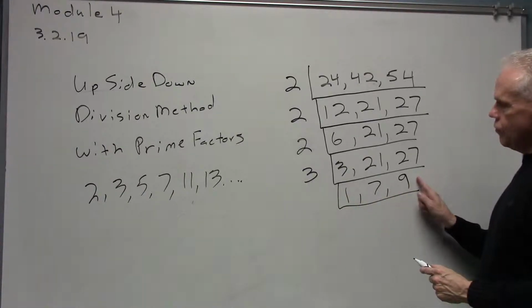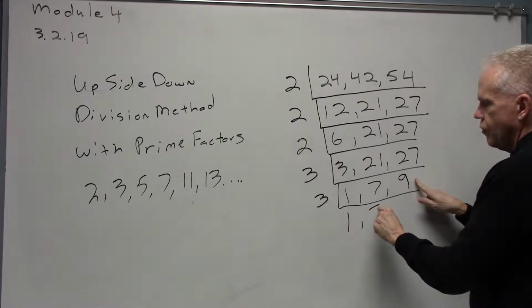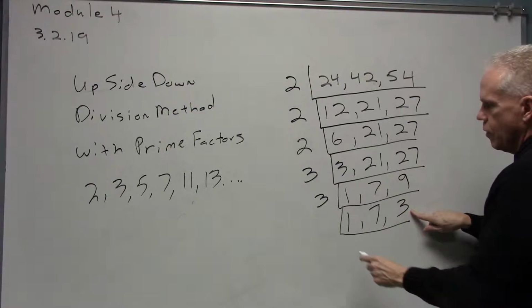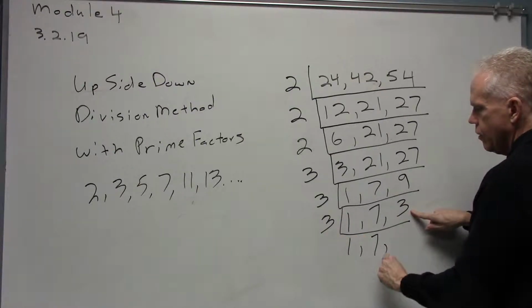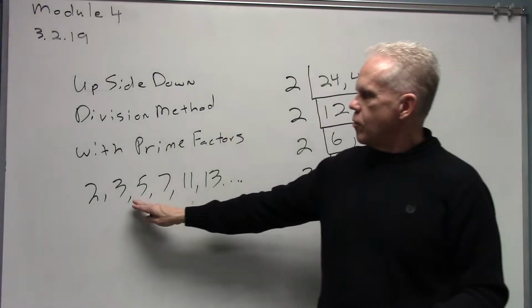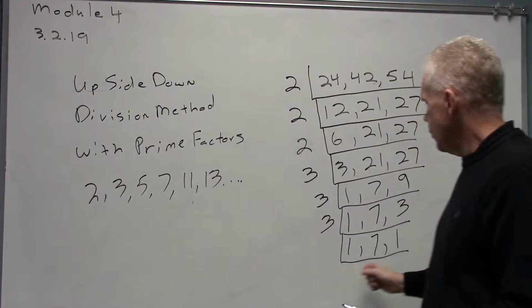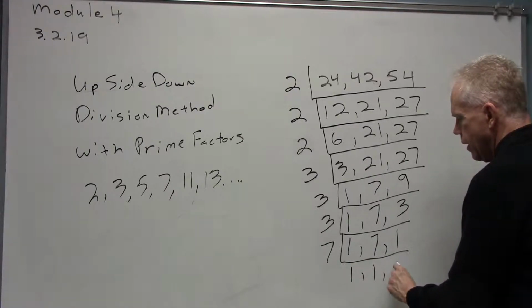I see I can still use the 3 on this 9 right here, so 3, this stays a 1, this stays a 7, this drops to a 3. I can still use 3 one more time on that 3 right there, so I get a 1 still, a 7 still, and a 1. Now 3 doesn't work anymore. My next prime number up is 5. 5 won't divide any of these. 7. 7 will divide that 7. So we'll do a 7 here. We'll get a 1, and a 1.